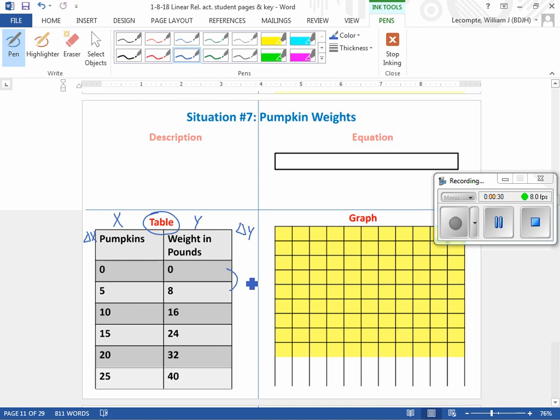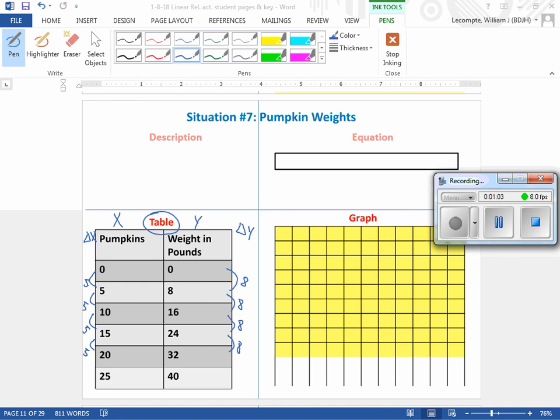Our change in y, or the weight, is going up by 8. And our change in the pumpkins is every 5 that we go up, we have 5 pumpkins that weigh 8 pounds. Not 5 pumpkins that weigh 8 pounds each, but 5 pumpkins that weigh 8 pounds. So we're going to take this information and graph it.